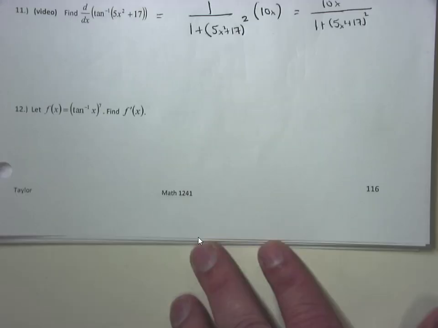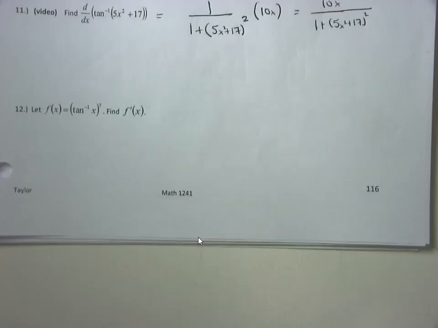Take a look at this guy here. f of x is equal to the tangent inverse of x raised to the 7th power. Pause, hesitate, and ask yourself, what do you see? I see a function on the inside raised to that 7th power, which means this is a chain rule. Derivative of the outside, inside stays the same, times the derivative of the inside.